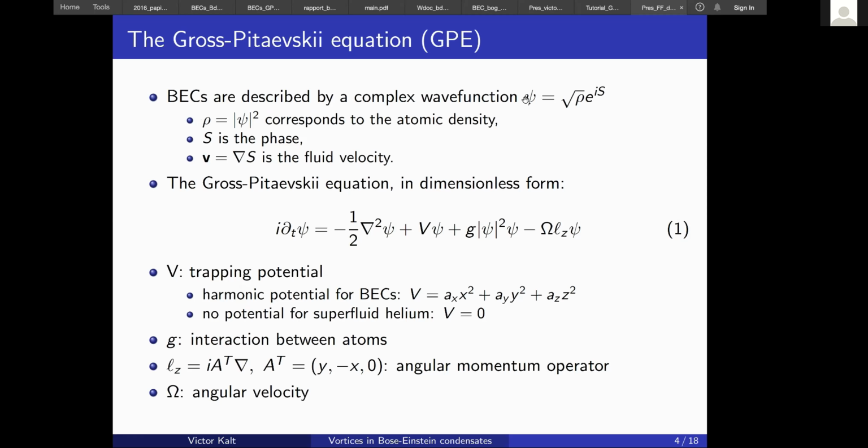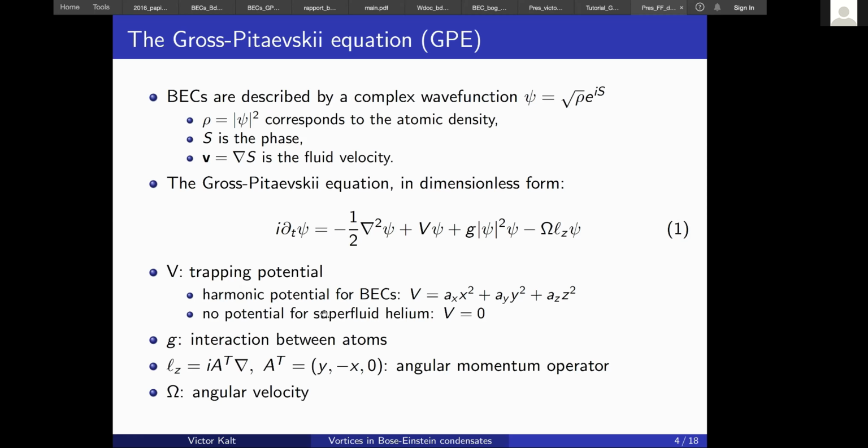Since we use only one wave function to describe a system made of many atoms, we need to modify the Schrödinger equation to take that approximation into account, and this gives us the Gross-Pitaevskii equation written here. We have a time evolution term, the Laplacian, and a potential that is present only for Bose Einstein condensates. It corresponds to the trapping of the atoms, because they need to be trapped electromagnetically to stay together.